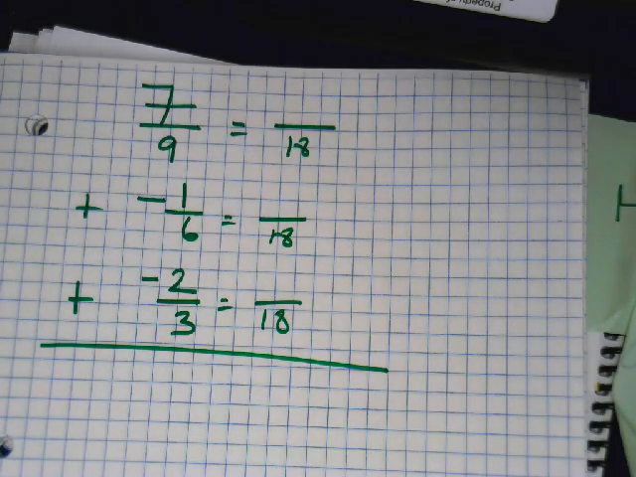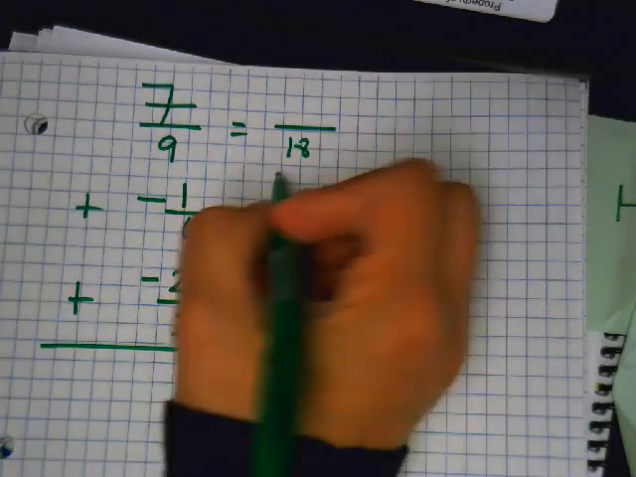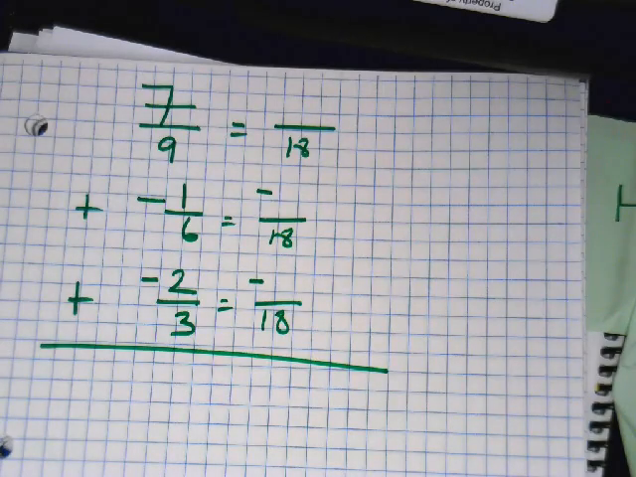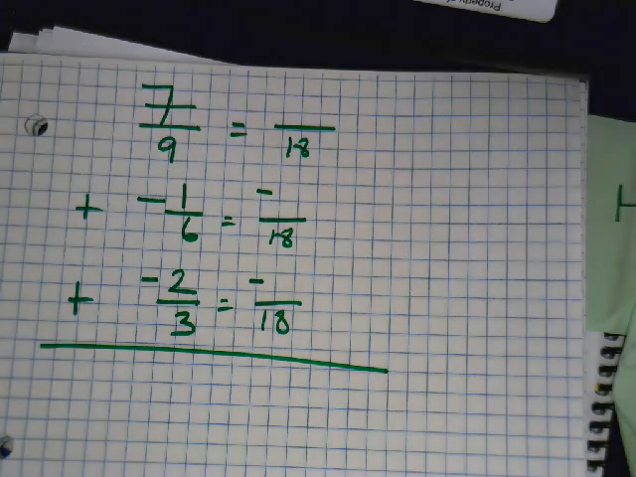So, now we have fractions with negative numbers. Carry your negatives over. There were 2 negatives. The bottom 2 were negatives.